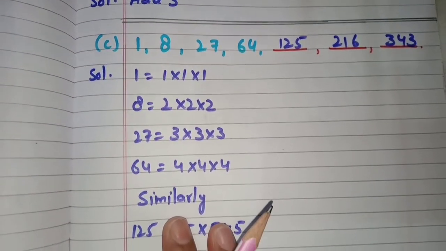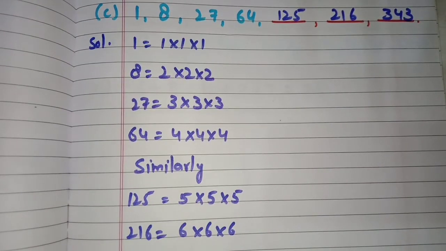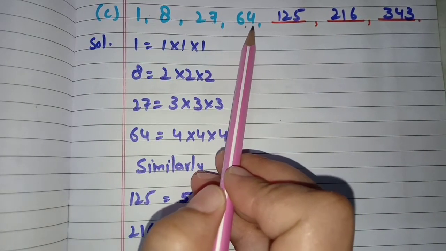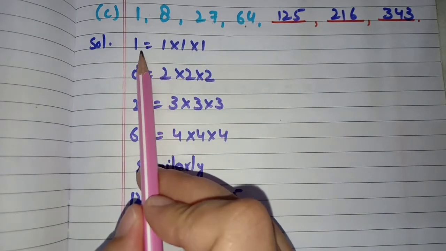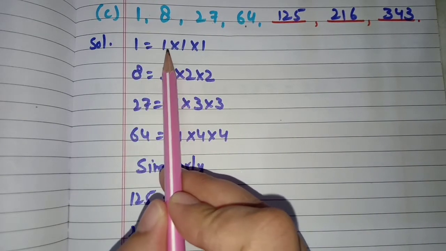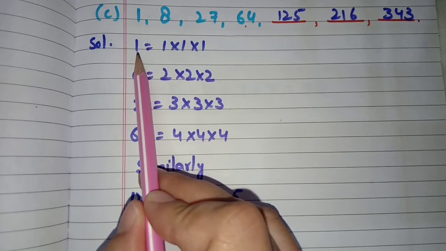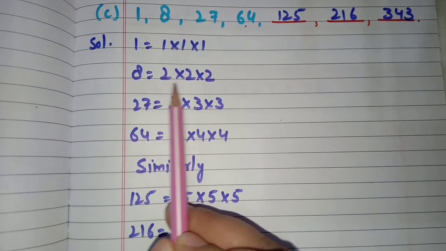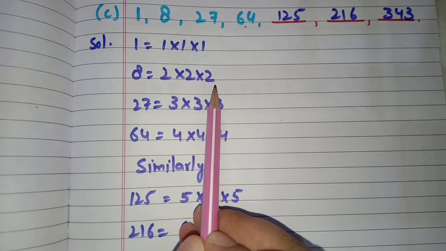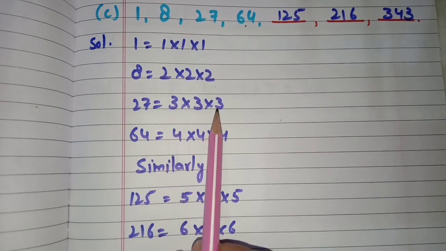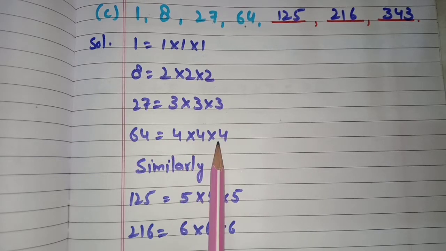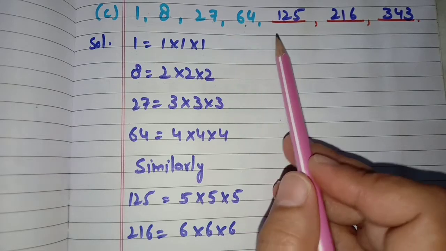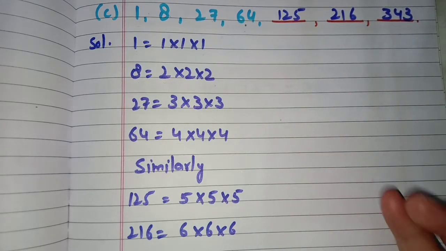Now next is part C. Now here 1, 8, 27, 64. So what is the pattern which is being followed here? So how have we got 1? We have to multiply the number 1 three times, then it will be 1. Then how have we got 8? Multiply the number 2 three times. Then multiply 3 three times, then 4 three times, and this is how we have got these numbers, and we need to find the same pattern to find the next 3 terms.